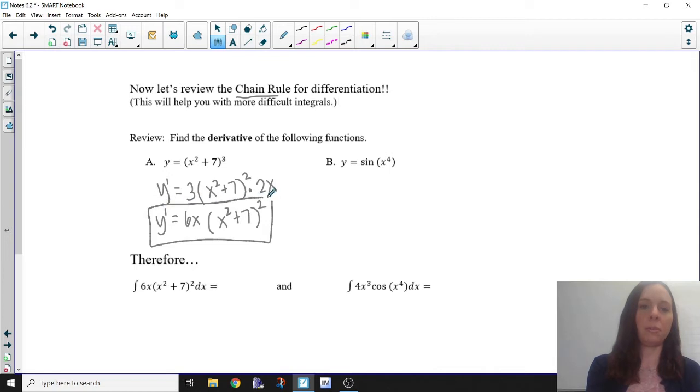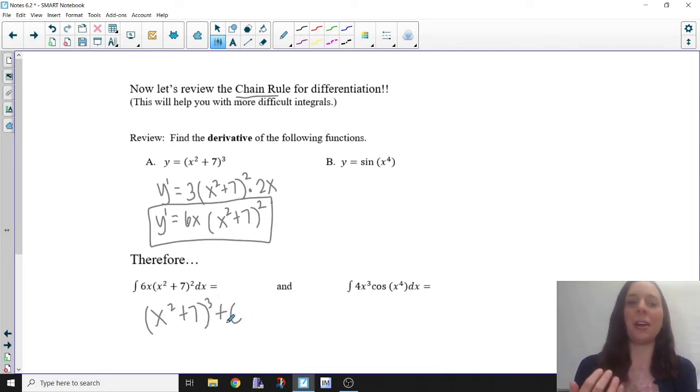Now, before I move on to part B, look at this "therefore." See how this is set up for you? Therefore, what is the integral of 6x times the quantity x squared plus 7, squared? What is the antiderivative? It's up here, right? It's x squared plus 7, cubed, plus C. Did you see how that's set up?